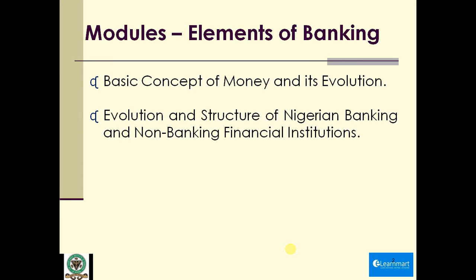Number 2, non-banking financial institutions. Here we have insurance companies, pensions and provident funds, mortgage institutions, finance houses, and state finance corporations. Number 3 is traditional and informal finance institutions, which include thrift and credit societies, voluntary savings and credit associations called ESUSU.